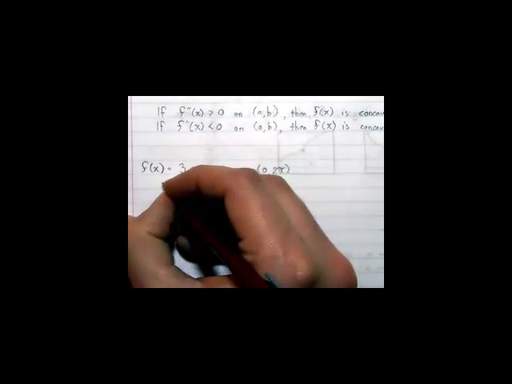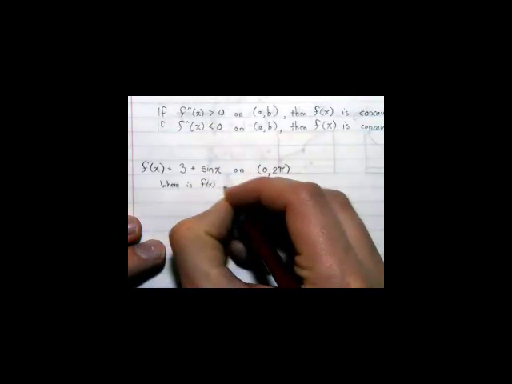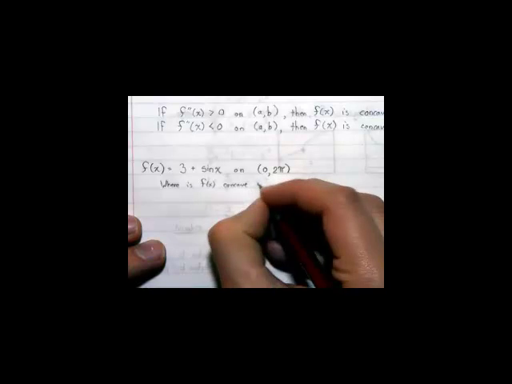So let's take a look at f of x equals 3 plus sine x, and let's put it on the interval 0 to 2 pi, not including 0, not including 2 pi. And let's try to figure out where f of x is concave up and down.